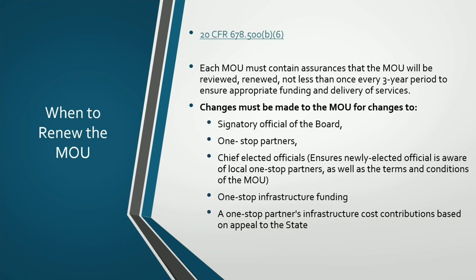Again, on when to renew it, each MOU is renewed every 3 years. You have the new MOU, and changes can be made. You have to change it anytime there's a new signatory official of the board, so everybody's got to go around and re-sign it all again. That's the biggest thing, getting signatures. One-stop partners change, if they move in and out, that's got to be done. Chief elected officials have to be made aware of it to accept those terms. If the infrastructure funding changes, or any other changes, you've got to go through a process to modify and update the MOU, right?